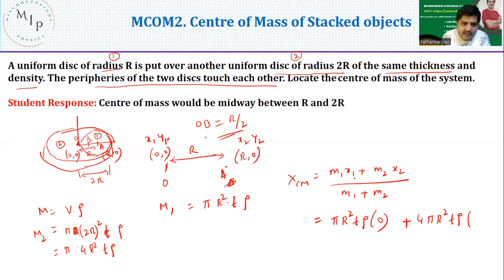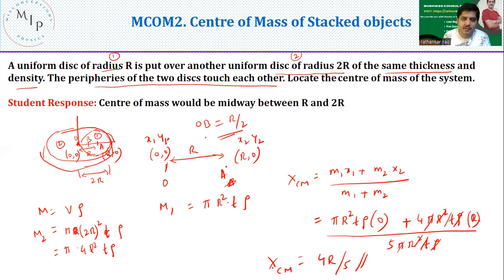And what is x2? Where is x2? x2 is here, r2, which is r here. Divided by m1 plus m2. What is m1 plus m2? Pi into 4 r square t rho plus pi into r square t rho, which should be 5 pi r square t into rho. So what will happen now? T rho goes away. R square goes away. Pi goes away. So what am I left with? Only 4 here, and then you have an r here divided by 5 here. That's the answer here. So xcm is equal to 4r by 5.